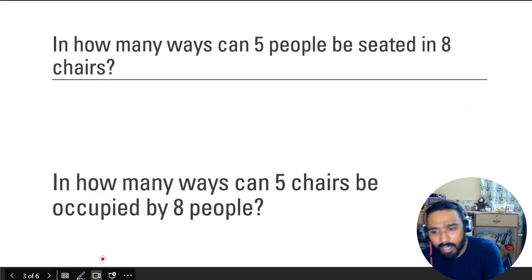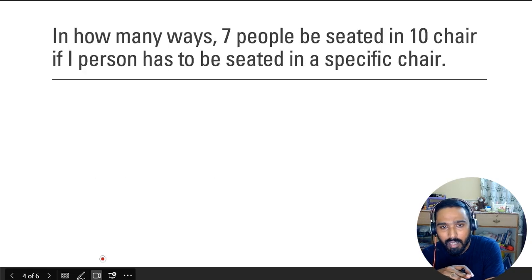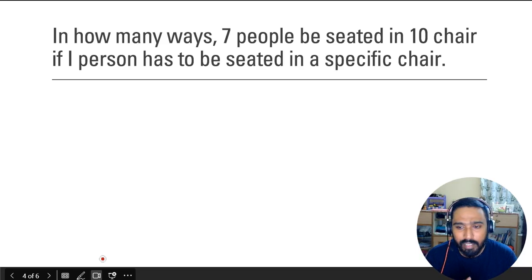मैं बस यहाँ पे basics आपको cover कर रहा हूँ so that you shouldn't be having any doubts later on. Okay, so let's see one of the questions. Now, in how many ways can seven people be seated in 10 chairs? If one person, I person नहीं है, ये one person है.